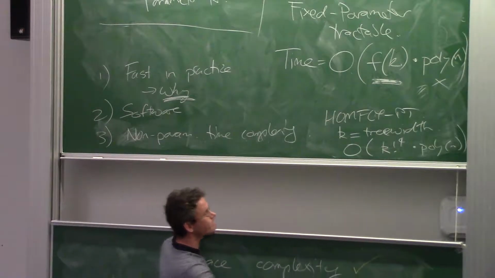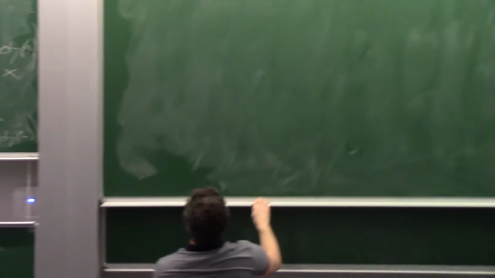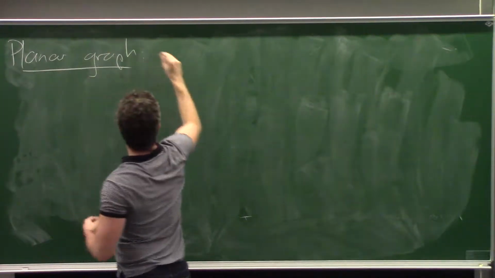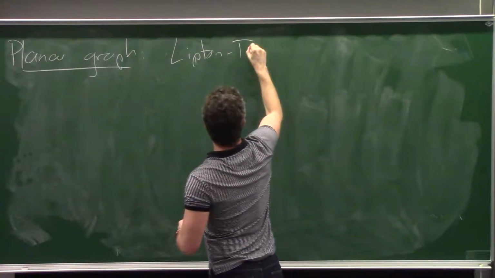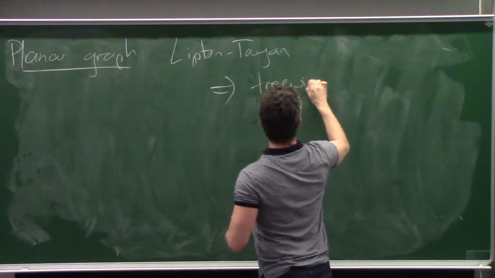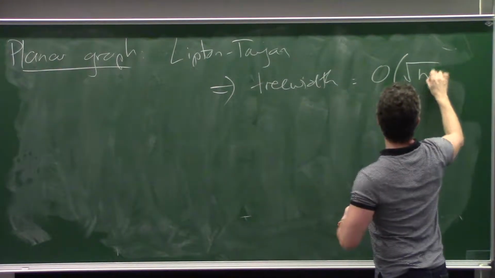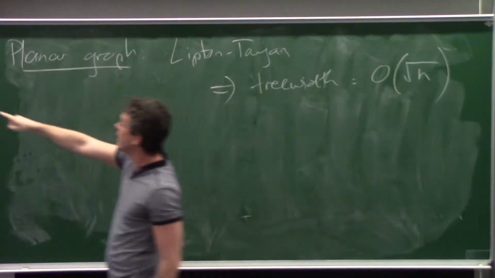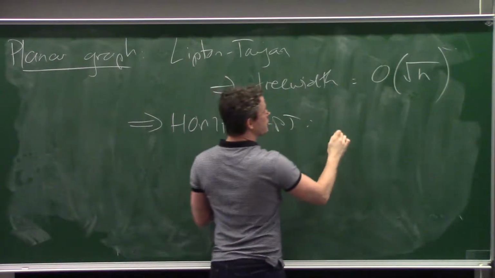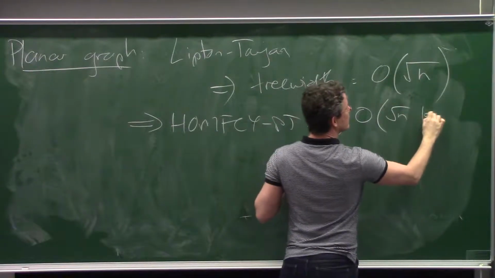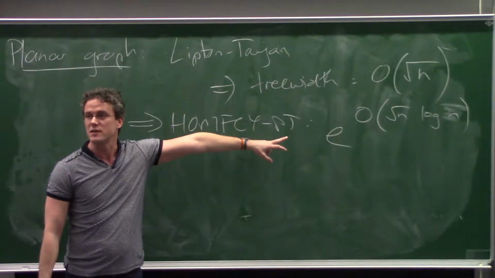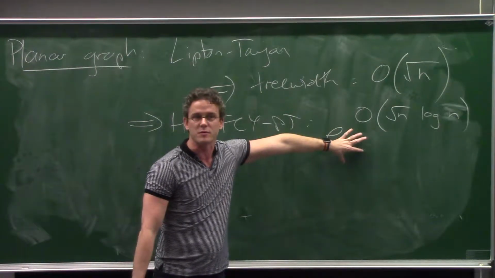But the reason this is interesting is because for a planar graph, there's this lovely thing, the Lipton-Tarjan separator theorem on planar graphs tells you that the tree width of a planar graph is order of root n, right? So if you take root n and stuff it into that formula, then what you get is an algorithm for the Humphrey polynomial with a running time of e to the O of root n log root n log n. Right? And this is sub-exponential. And this gives you what I believe is the first sub-exponential algorithm for the Humphrey polynomial.